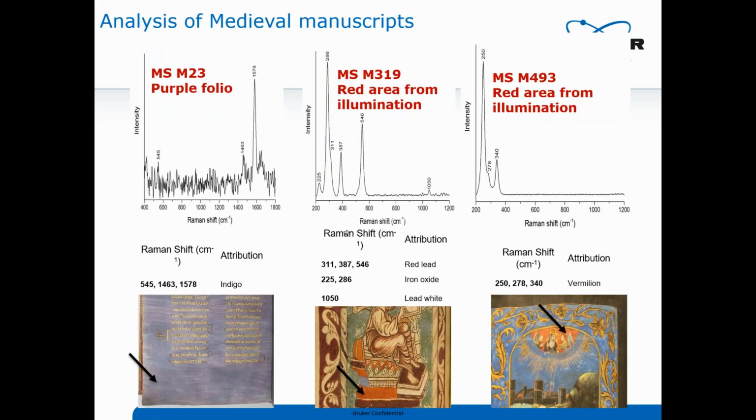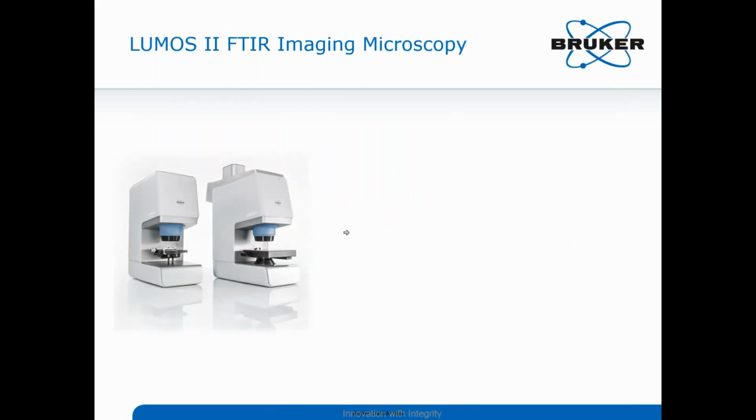And now here we can see the indigo, the purple, which is notoriously fluorescing. The paper fluoresces, the indigo fluoresces, yet you can get a good spectrum by stripping off the fluorescence there. In the middle, you can see the red area of the manuscript where lead oxide and lead white and red lead can be identified. And on the right, of course, that orange is vermilion, which many of you are probably very familiar with. It has one of the strongest Raman signatures of any molecule.